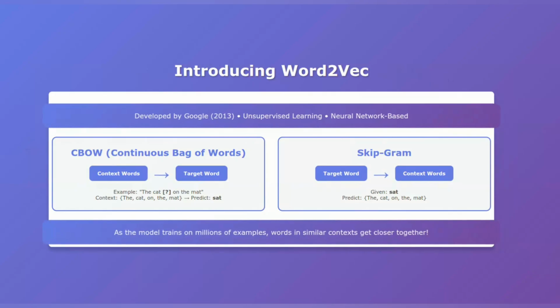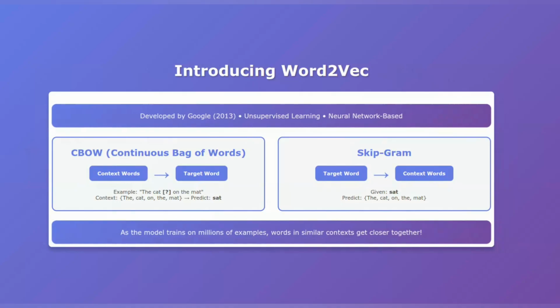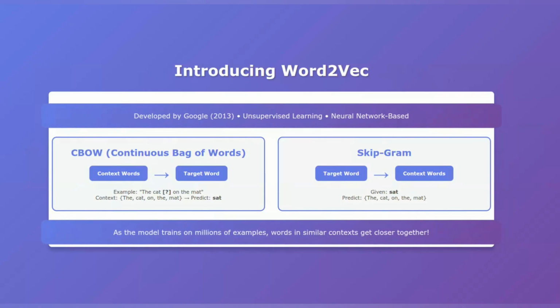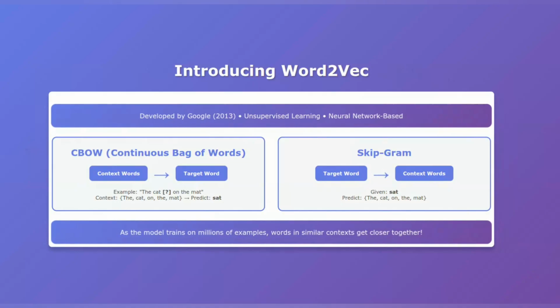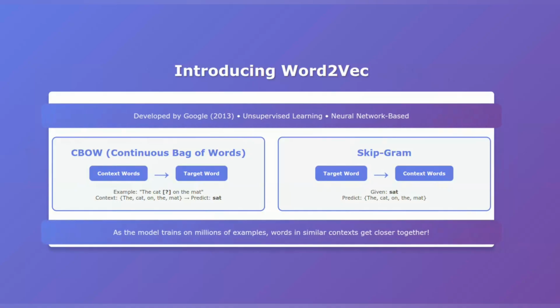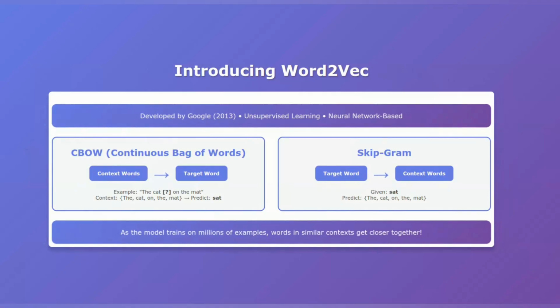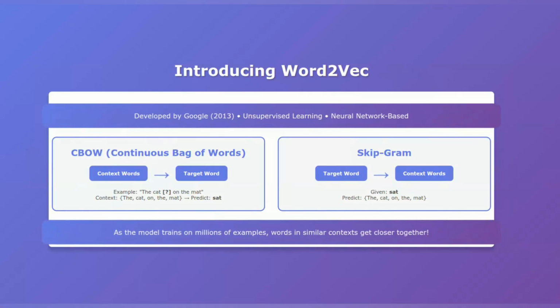Word2Vec has 2 main architectures. The first is CBOW, Continuous Bag of Words. CBOW predicts a target word from the surrounding context words. So if you have the sentence, the cat blank on the mat, CBOW looks at all the surrounding words, the cat on the mat, and tries to predict the missing word, which is sat. The second architecture is Skip-Gram, which does the inverse. You give it a single word like sat, and it tries to predict all the surrounding context words, the cat on the mat.